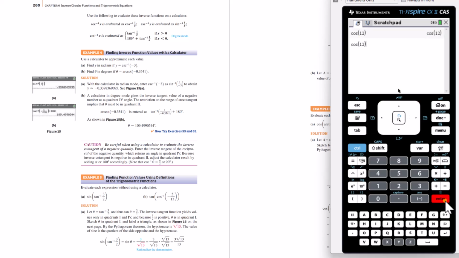But the calculator does a numerical approximation in the background and gives you a very accurate answer. Same thing with inverse trig functions. Here, inverse cosecant of minus 3.